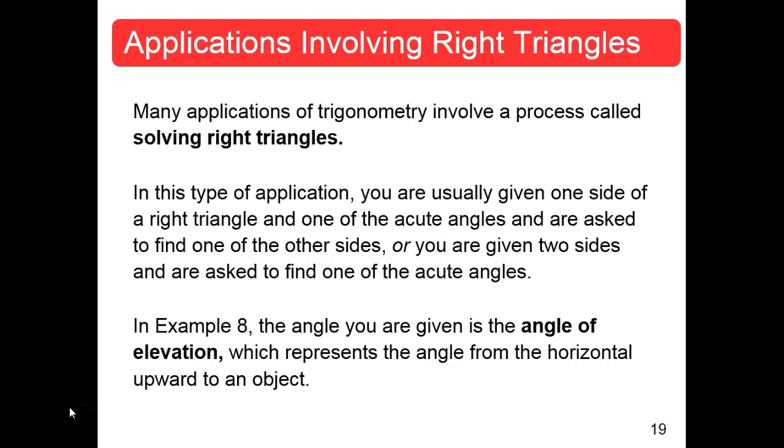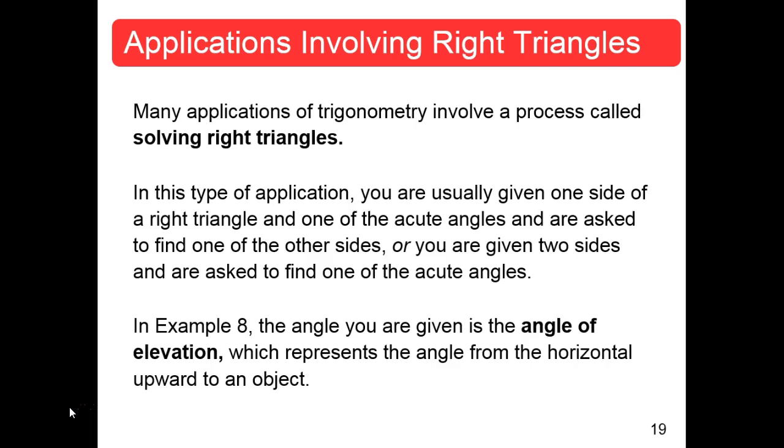So in example 8, the angle you're given is called the angle of elevation. Now this would be like if I were out here surveying. Let's say that I was estimating the height of that oak tree out there. If I was down on that level, this would be the angle of elevation between the horizontal and the top of the tree. Looks like there's some mistletoe in that tree. So how high up is the mistletoe? That's what we're on. Okay. The angle of elevation represents the angle from the horizontal upward toward an object.